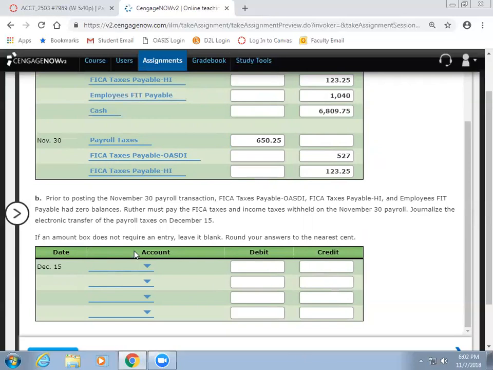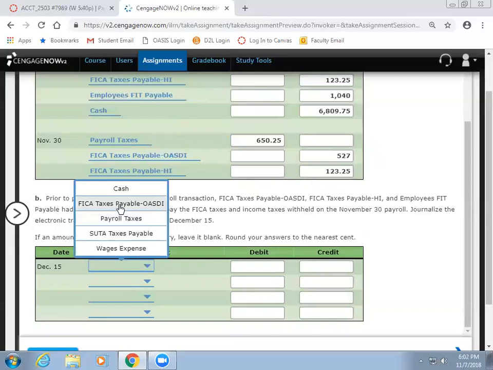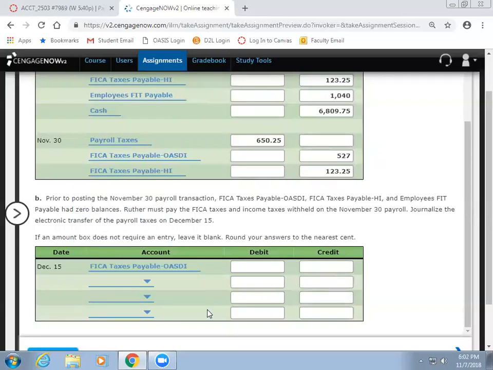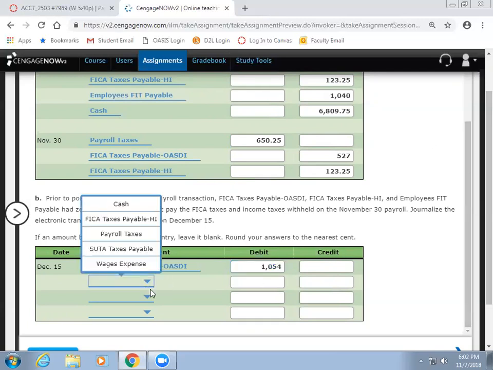So that first one, we would do what? FICA taxes payable, OASDI. Well, it's 527 plus 527 because we have both the employee withholding and the employer contribution. So we add those two together. So it should get what, $1,054? Yes. Good.